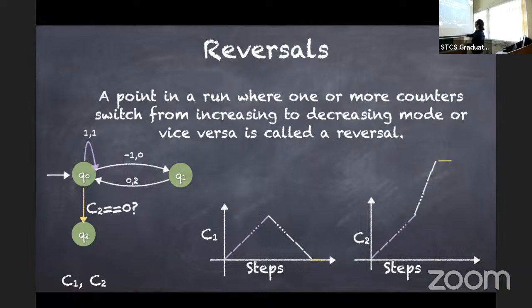Now just to point out, what are reversals? A point in a run where one or more counters switch from increasing mode to decreasing mode is called a reversal. Right? This is a reversal. There are no reversals in C, right?